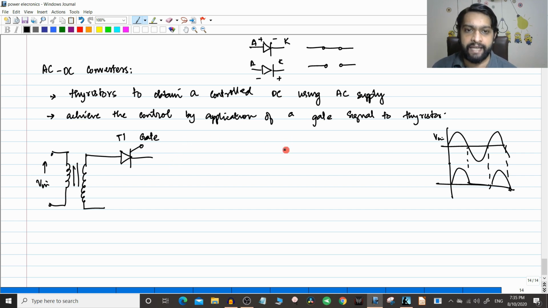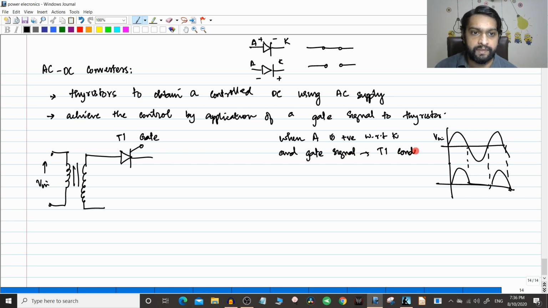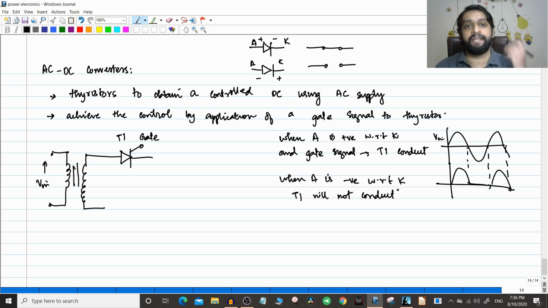The basic idea here is that when the anode is positive with respect to cathode and the gate signal is applied, then T1 will conduct. And when the anode is negative with respect to the cathode, T1 will not conduct; the gate signal is not important there. In a diode rectifier, whenever the anode is positive with respect to cathode, D1 will conduct. But in T1, a thyristor, whenever the anode is positive with respect to cathode as well as when the gate signal is applied, only then the thyristor will conduct.